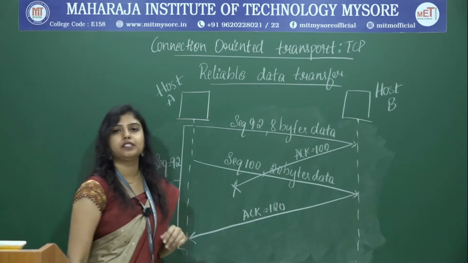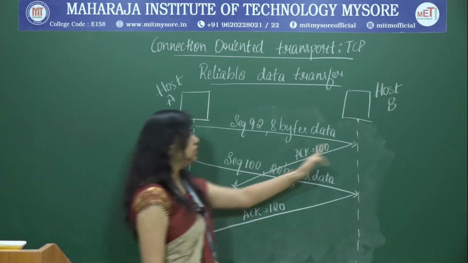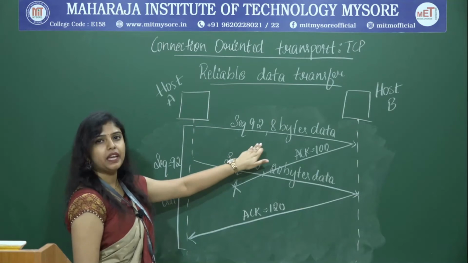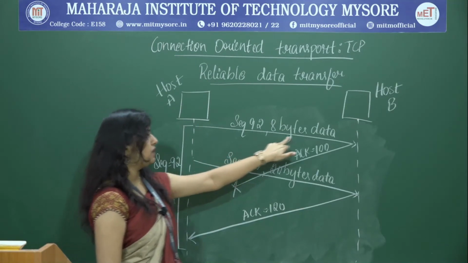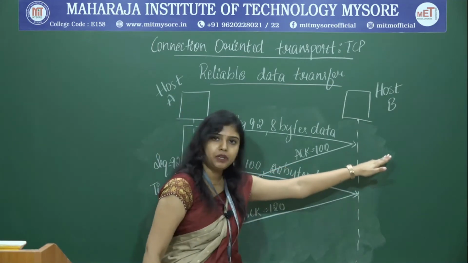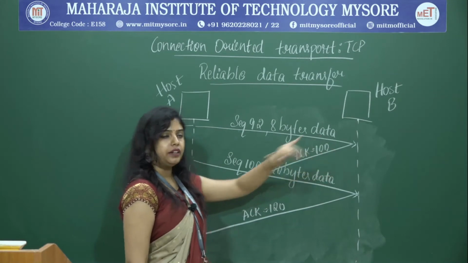This is the third interesting scenario which you can observe over here. Here also host A is connected to host B. Again host A is sending a packet with the sequence number 92 and 8 bytes of data, and it has been correctly received by host B, which sends the acknowledgement with sequence number 100.